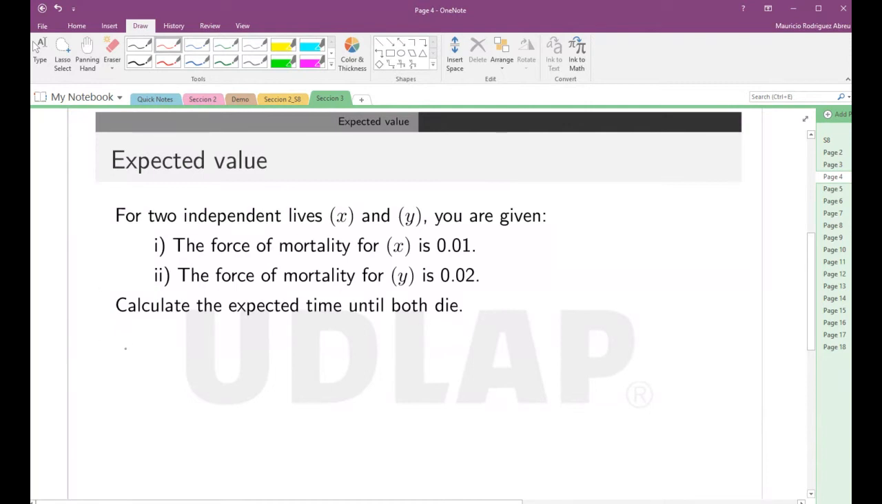So what we want to estimate here is this, okay? So I'm gonna help you with the first part, which is really easy. Now, how are we going to estimate the life expectancy for x?